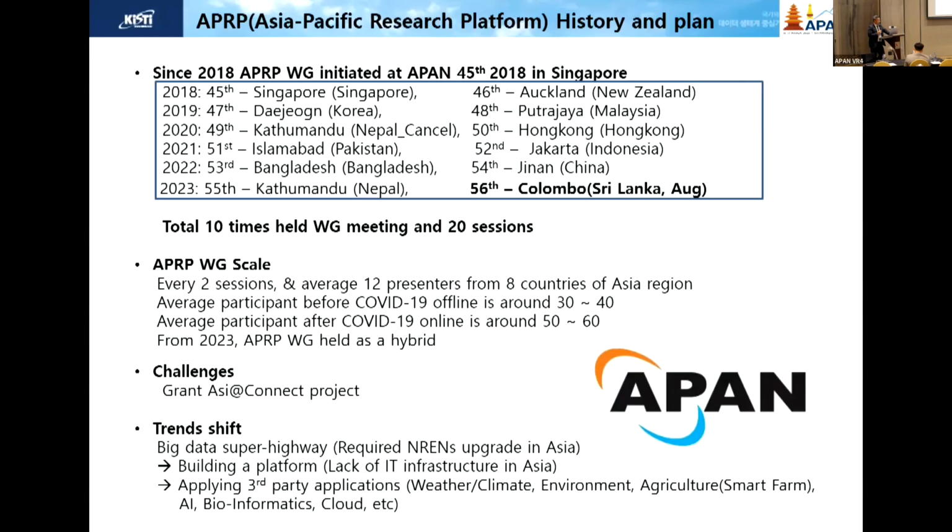the trend shift so far. When we started with big data, we started as a big data highway. Big data superway is a kind of the required NNs or... wait a minute.